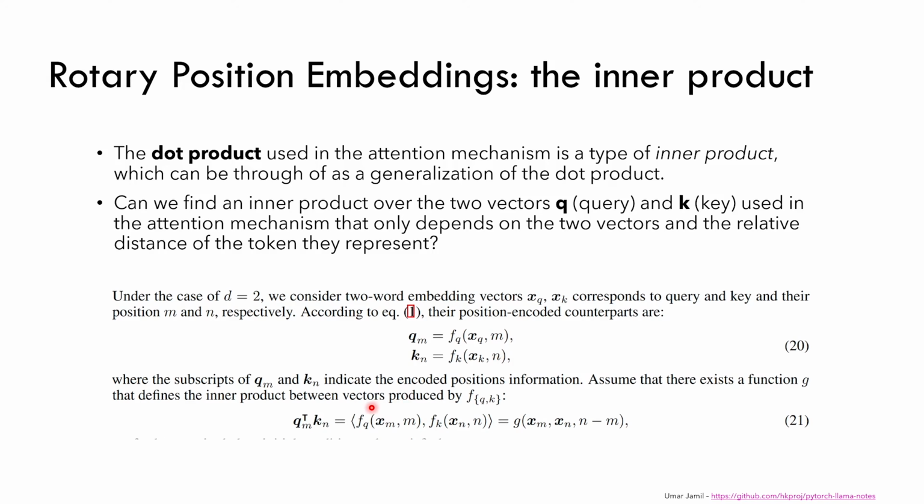What they wanted to say is, can we find an inner product? So this particular parenthesis we see here is an inner product between these two vectors that behaves like this function g that only depends on the embedding of x_m, the first token, of x_n, the second token, and the relative distance between them, and no other information. So this function will be given only the embedding of the first token, the embedding of the second token, and a number that represents the relative position, the relative distance, of these two tokens.